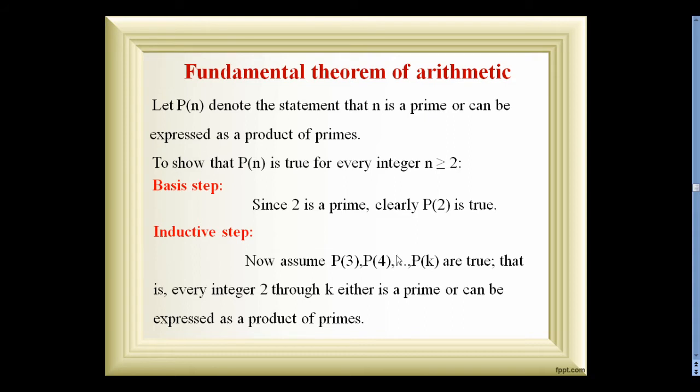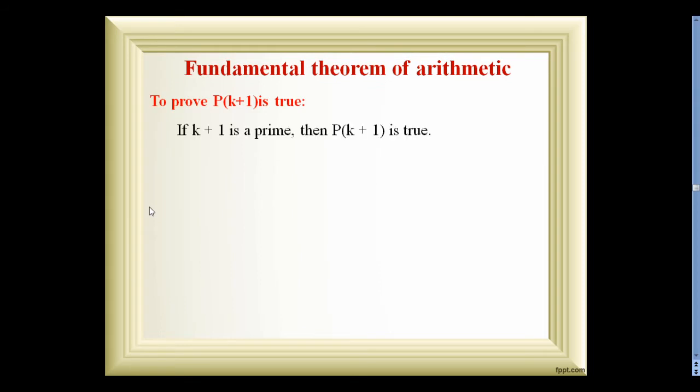For example, 5 is a prime. Then 6 can be written as 2 into 3, and 2 and 3 are prime numbers. So we can prove up to k. So P of 3, P of 4, up to P of k are true. Now in the next step, we have to prove P of k plus 1 is true. This is called the strong induction method.